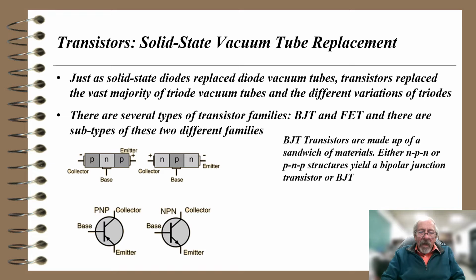So there are different types of transistor families. There are BJTs, which stand for bipolar junction transistors, and FETs that are subtypes of these different families. FETs stand for field effect transistors. On this slide, we have just bipolar junction transistors on the bottom left here.